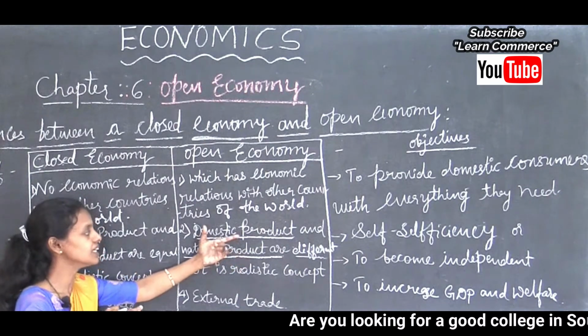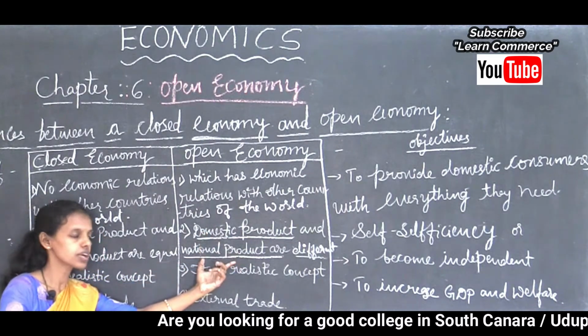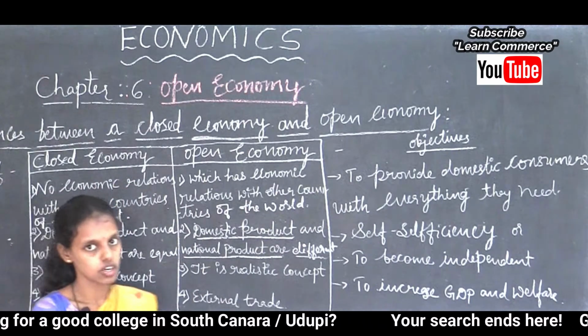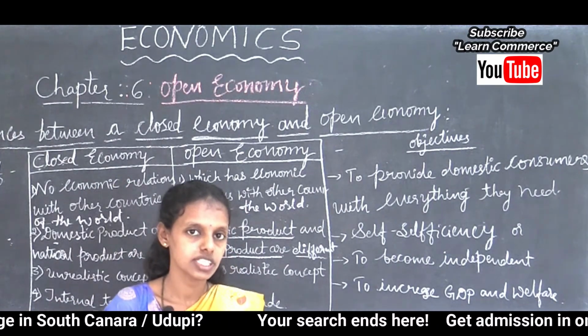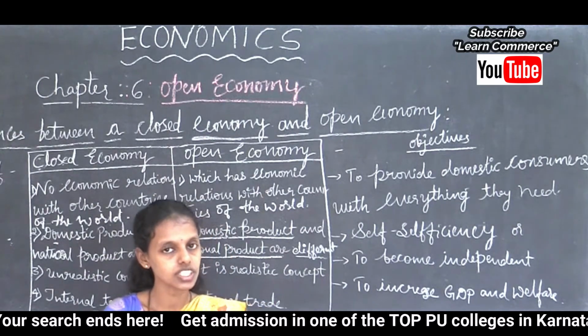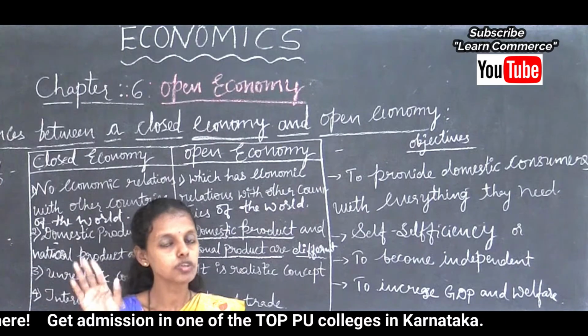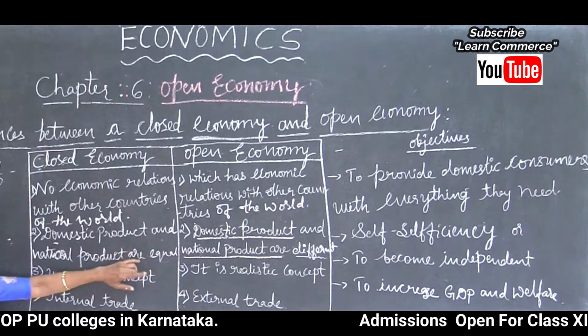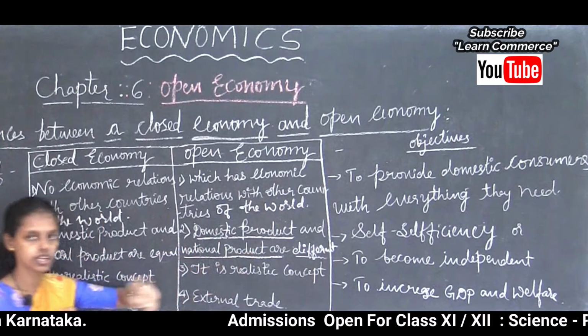Thus, there is a difference between domestic product and national product in an open economy, because while calculating national income we add whatever goods are produced within the country, GDP plus exports minus imports, net value added, investment, everything we add. Thus, domestic product and national product are different.